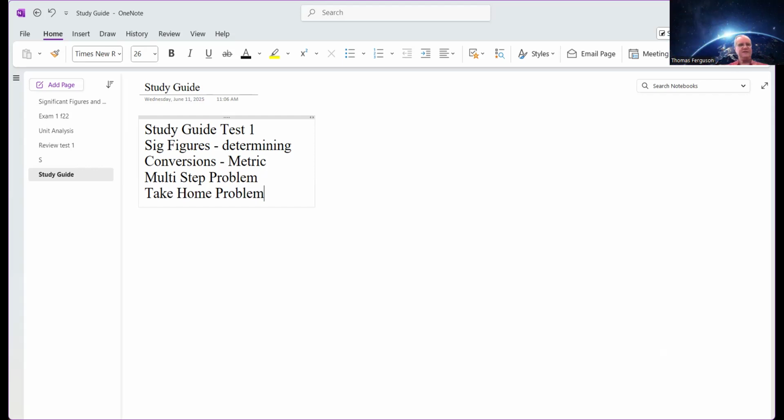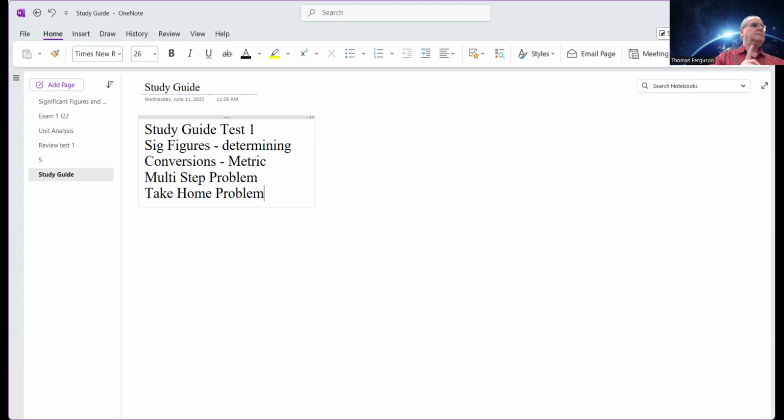Okay, so study guide for test one. Sig figs: I give you a number, you should be able to determine the significant figures, including all the oddball ones, trailing zeros with a decimal point and no decimal point, et cetera. Conversions, metric conversions: 2 kilometers equals how many micrometers, something like that.